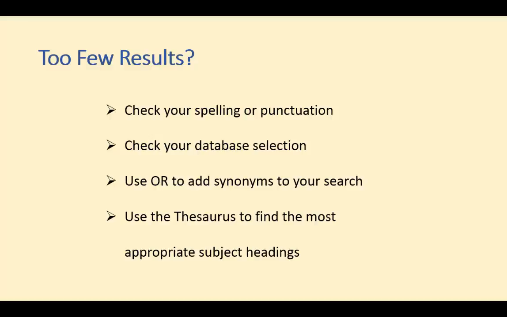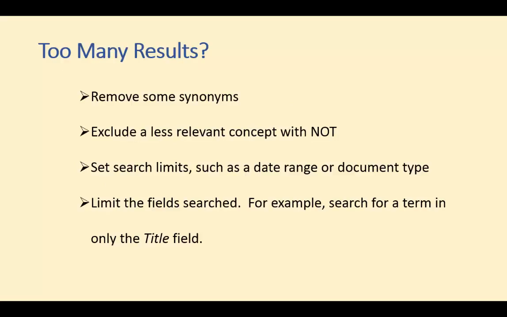Here are some tips if your database search produces too few results. First, check your spelling or punctuation. If you opened a set of parentheses or quotation marks, be sure you've closed them. Look at your options for databases and be sure you've selected the most appropriate database for the type of resource you need or for your topic. Use OR to add synonyms to your search, and use the thesaurus to find the most appropriate subject headings to represent the concepts of your research question.